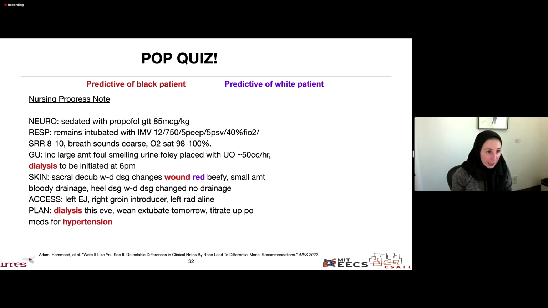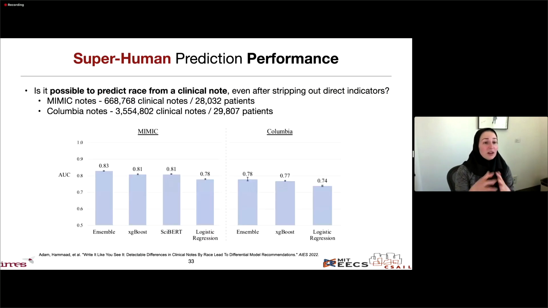But it's not just accurate in a very small population or in one hospital. We found that these models, even very simple models like logistic regression, up through more complex models like the Cybert model I mentioned, and then ensembles of this, are able to predict your self-reported race using cues from the clinical note after we redact the race in 2 large hospital data sets. Which is almost 60,000 patients and millions of notes.